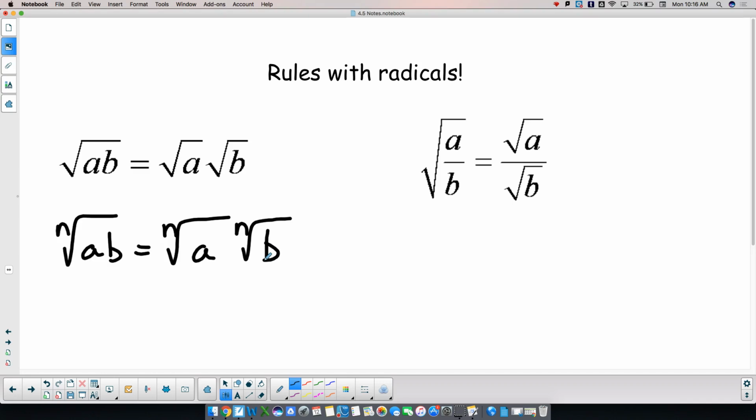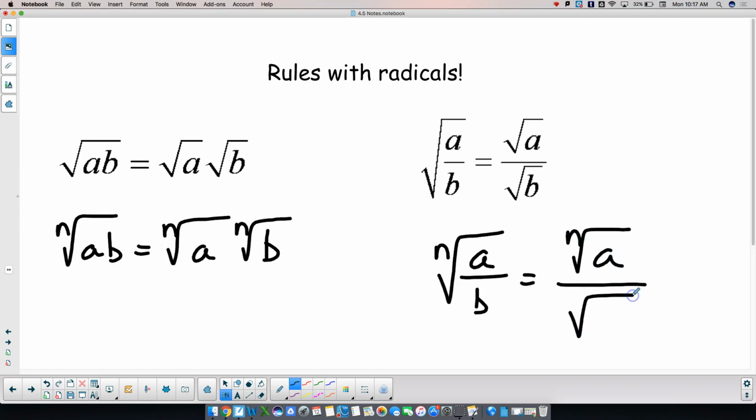This fractional one is in there specifically for the no fractions in the radicand rule. And again, this also works for any index. If I have a over b, that is going to be the nth root of a over the nth root of b. Okay. Those also work for those two.